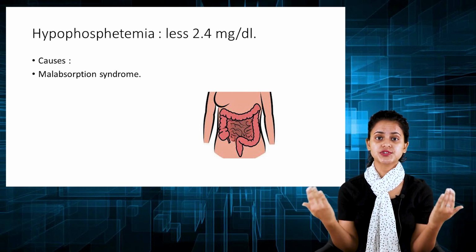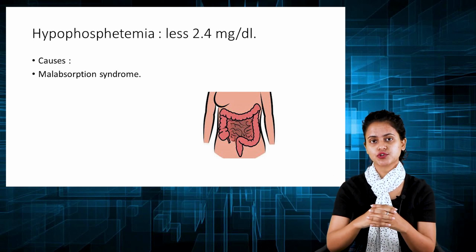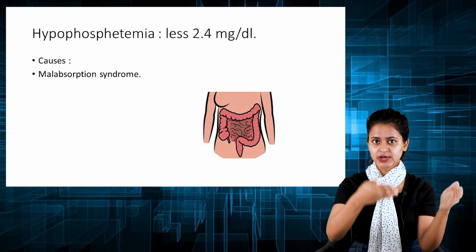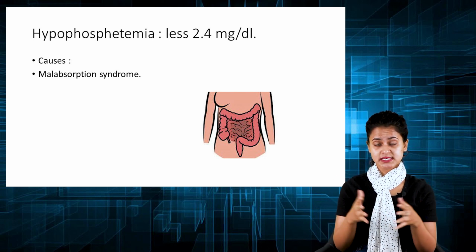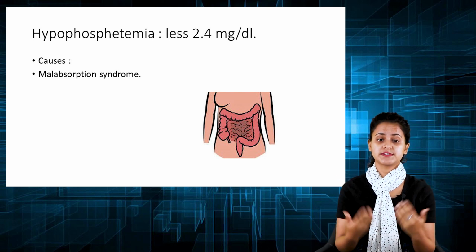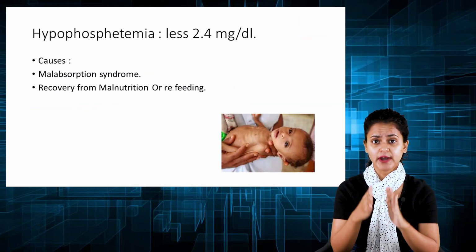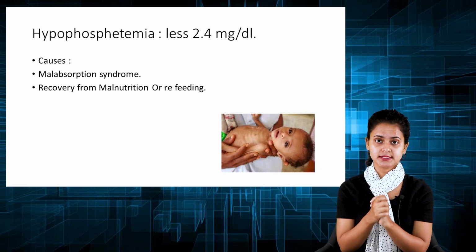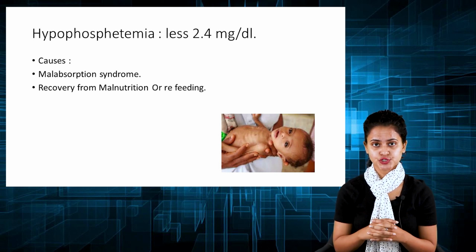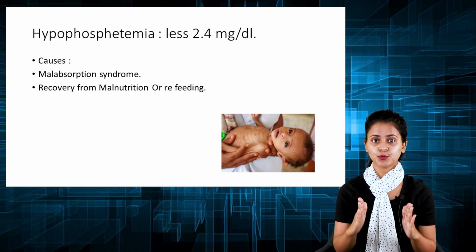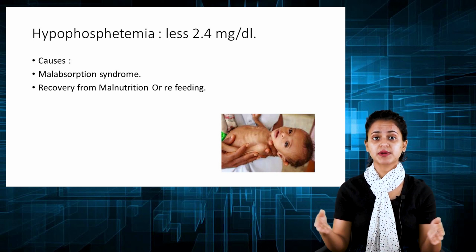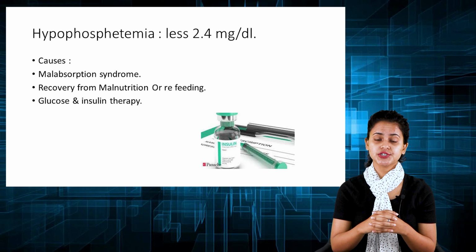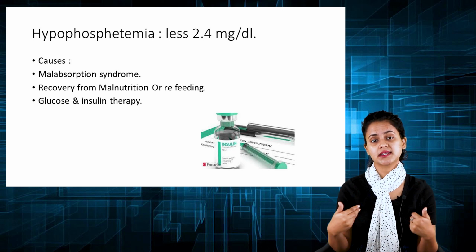Often the malabsorption syndrome will cause a decreased amount of absorption of phosphate into the circulation from the gastrointestinal tract, which will ultimately cause the development of hypophosphatemia. The next condition very often associated with hypophosphatemia is malnutrition. Malnutrition often develops the condition where the client will be present with a decreased amount of phosphate in their body. The next condition is glucose or insulin therapy.